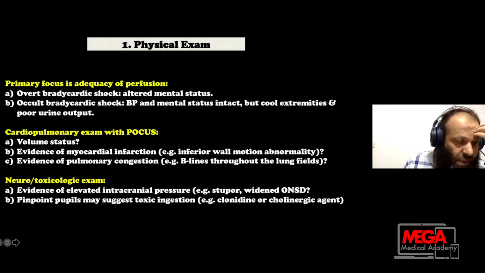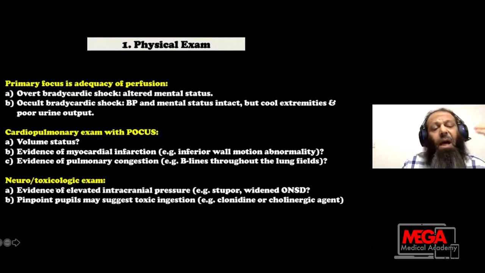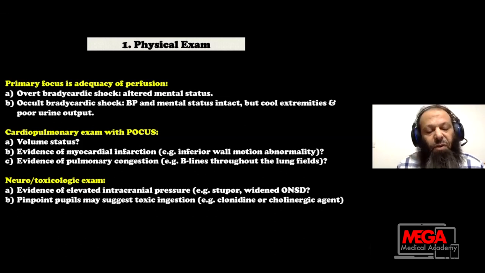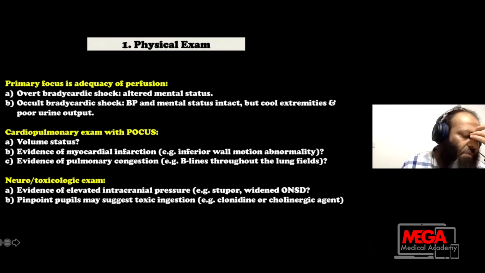Also the neurological exam and the history of toxicology as well. It's very important when you have a bradycardic patient and you are assessing the patient in the ER or in the ICU. For the neurological exam, as I told you, one of the important issues that leads to bradycardia in neuro ICU patients or trauma centers is high ICP, so you should look carefully and assess it from the clinical exam, plus point of care ultrasound with the optic nerve sheath diameter.